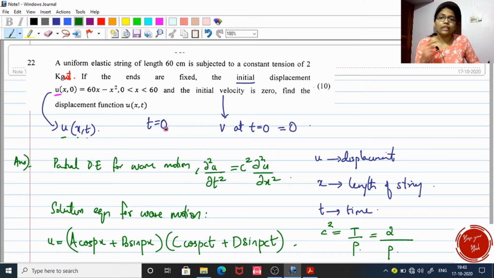Now we have to get many equations from this particular question, and we have to substitute the conditions individually, and finally we will end up with the required displacement function. So let's start deriving the equations from the question.